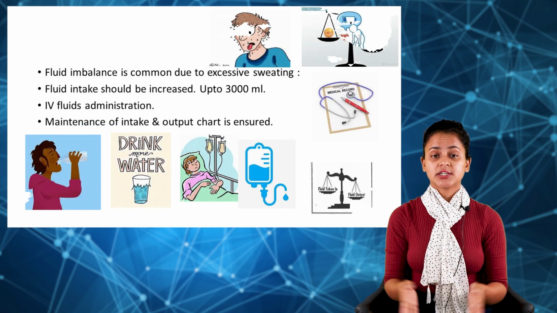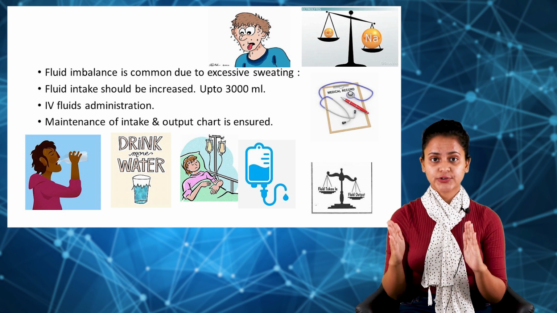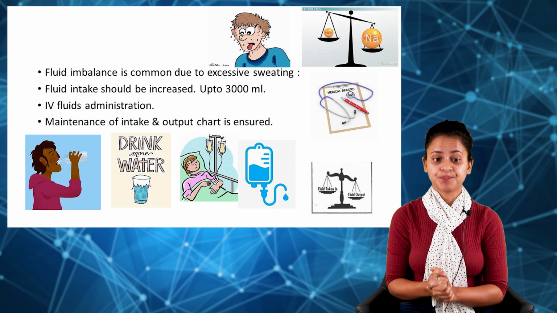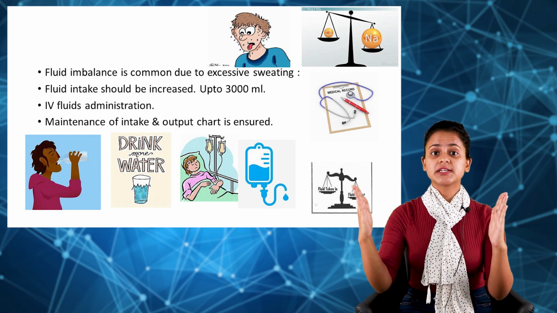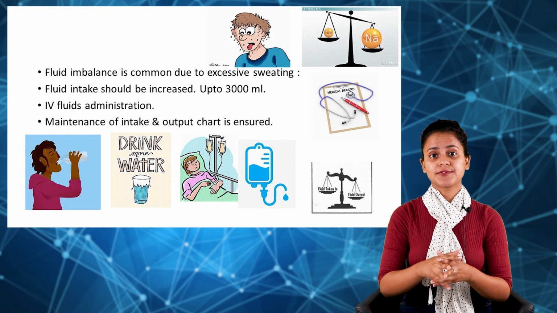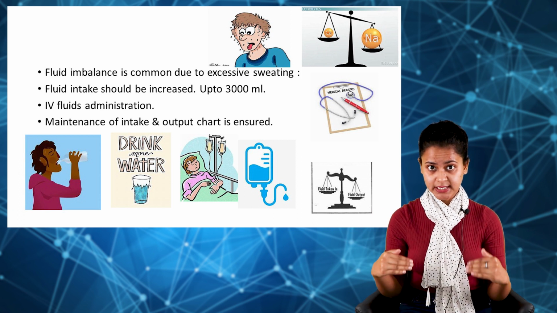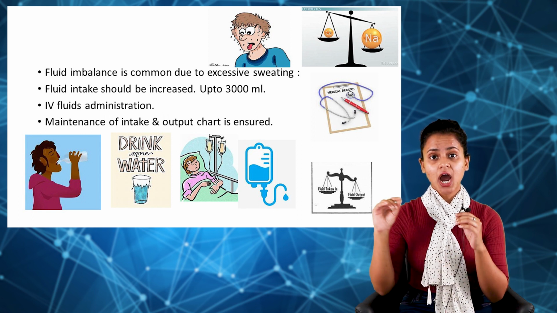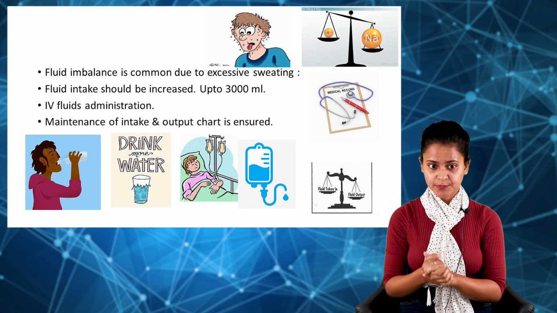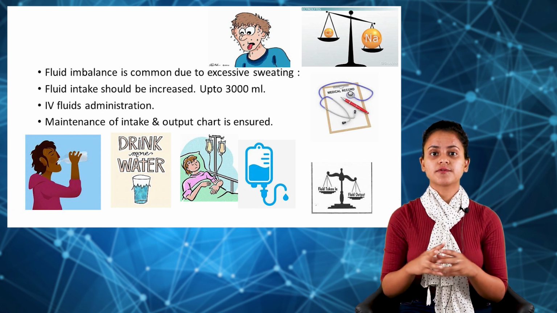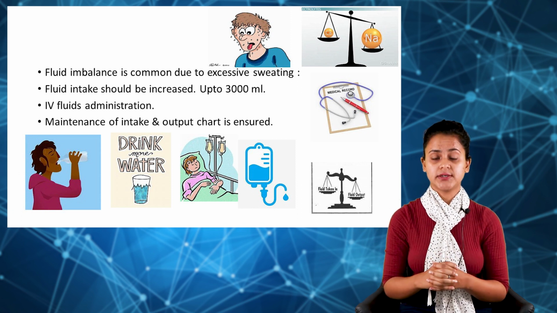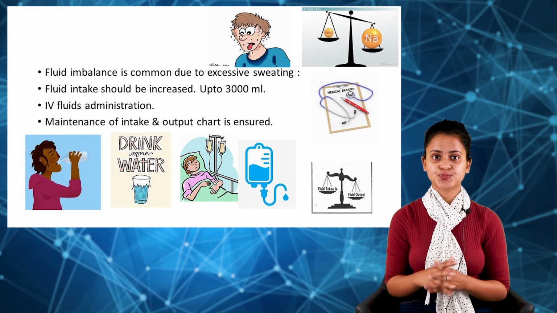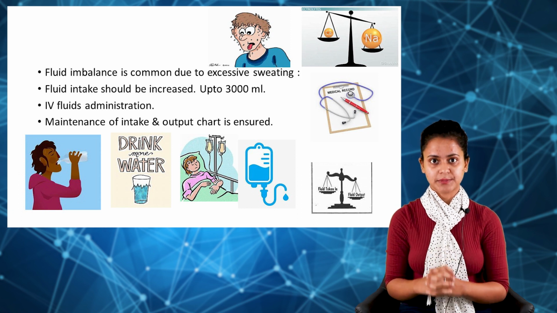to the client who is suffering from hyperthermia. Now, the third common problem is fluid electrolyte imbalance due to excessive sweating or increased urination. So fluid administration will be done if there is a problem with oral intake. Otherwise, the client will be encouraged to increase their fluid intake up to 3000 ml. Intravenous administration of fluid also plays a very vital role here. It is also a nurse's role to maintain the intake output chart for the client suffering from hyperthermia.